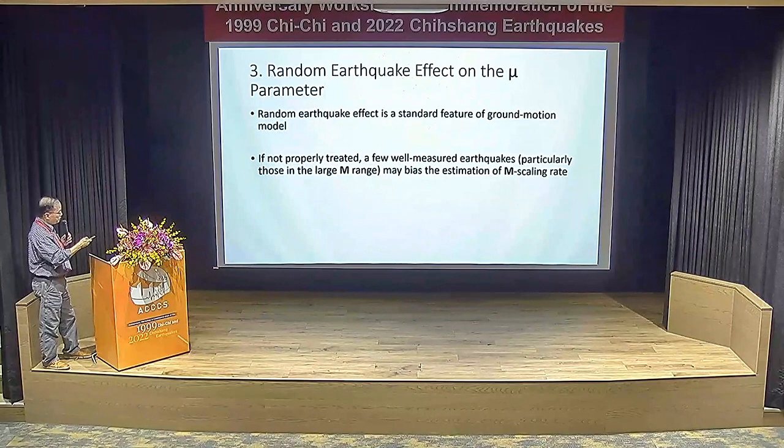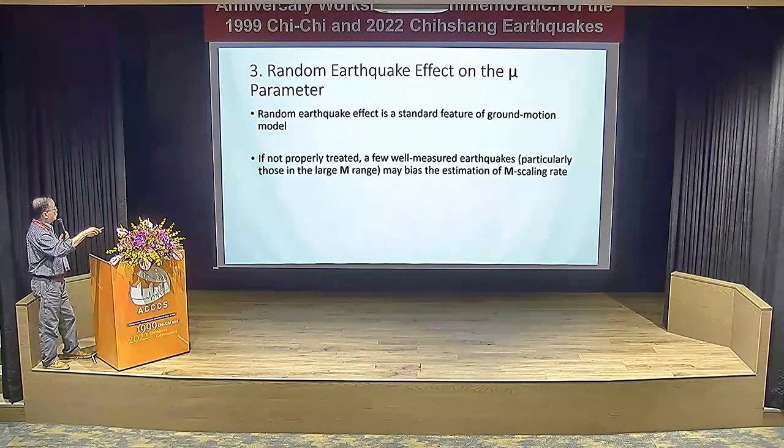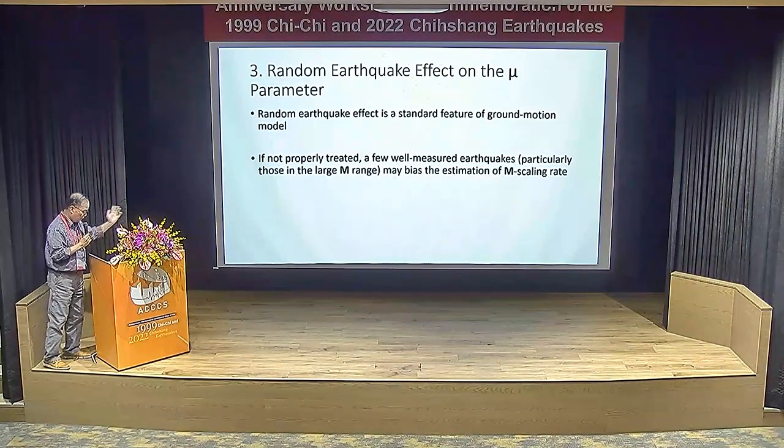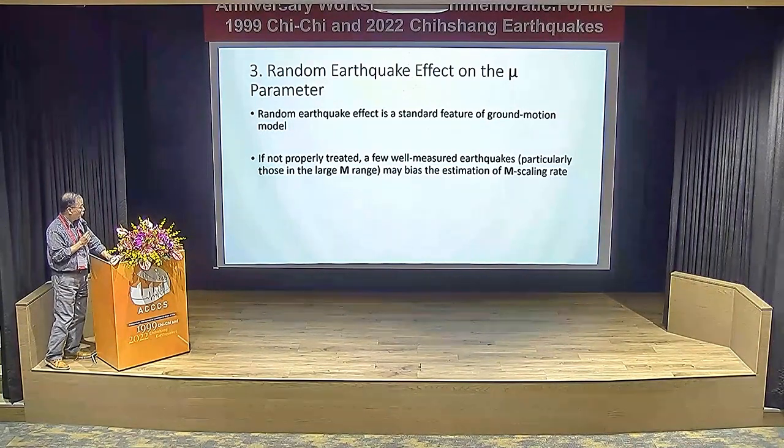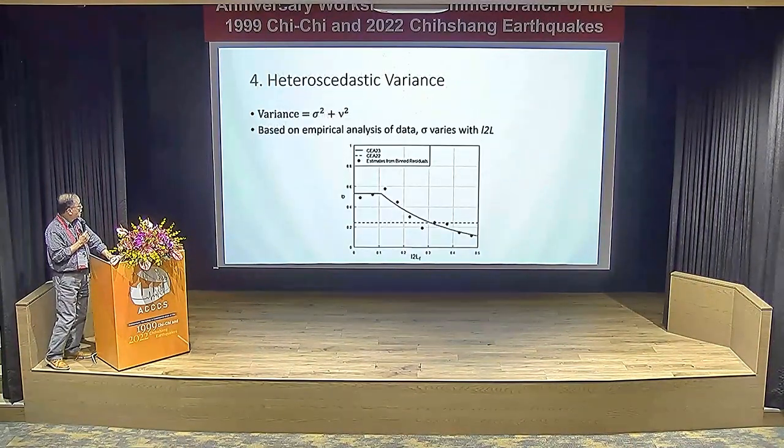Okay, so random effects on the mu parameters. Random effects is a standard feature of ground motion models. If not properly treated, a few well-measured earthquakes may bias the estimation of magnitude scaling. This is something that's well known in ground motion model development.